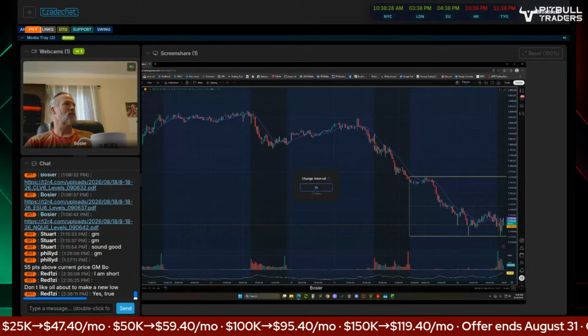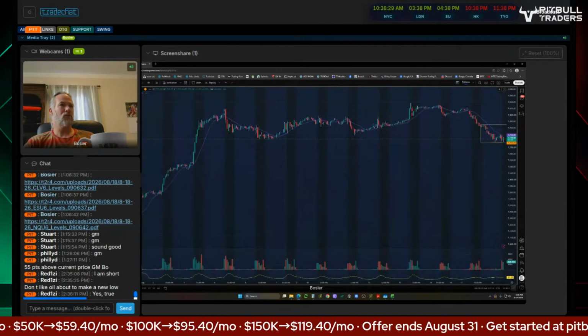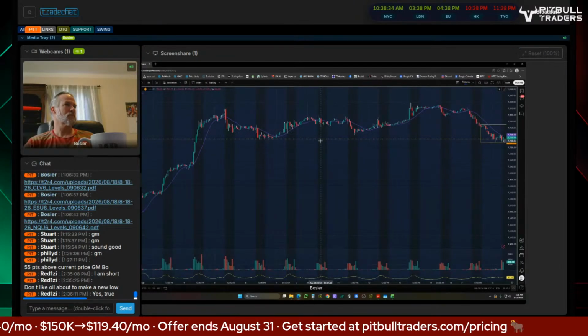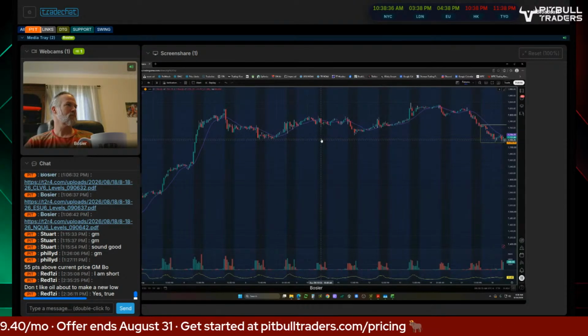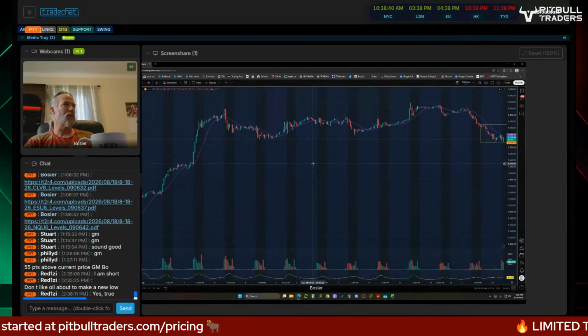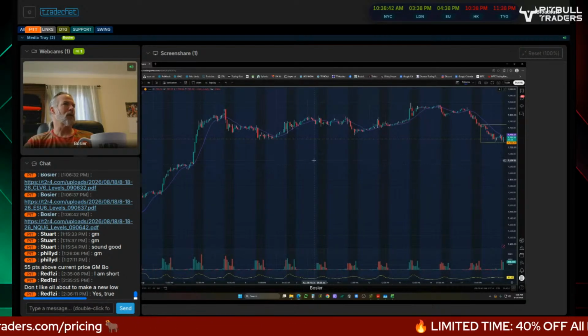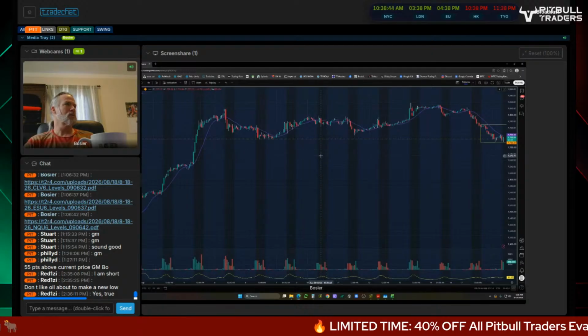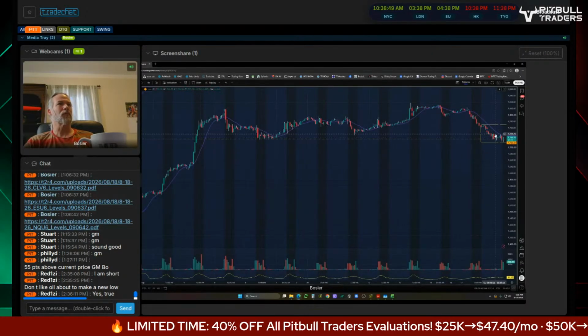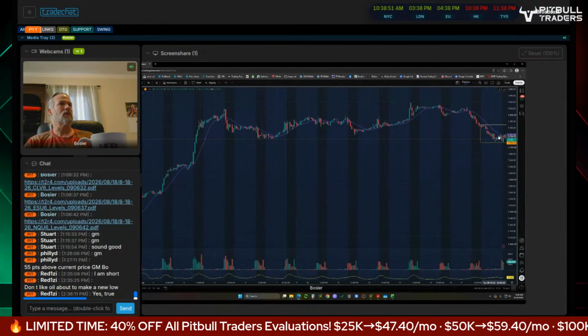Let's look at it on a 60. There's that air pocket down through there to get back to that breakout point. It should get tested, but if it doesn't, then this can become a pretty strong recapture.